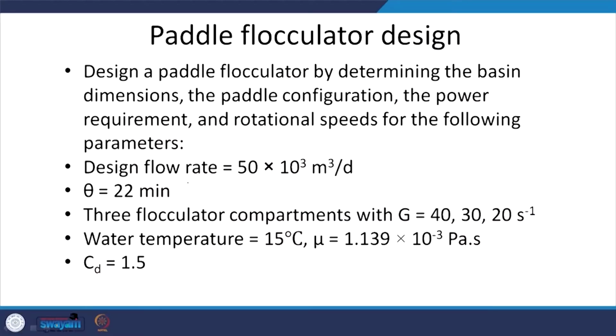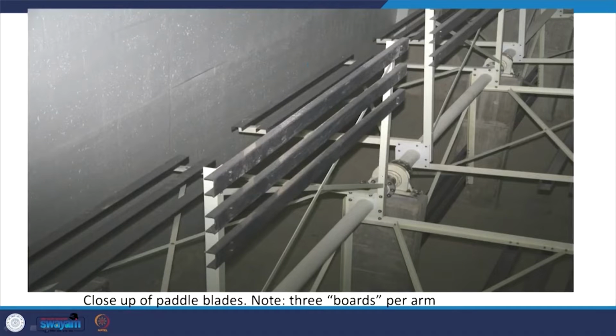So in this context, we started looking at a particular question. We were designing a paddle flocculator. Paddle, what are we talking about? These are paddle flocculators, right? Obviously, we will have to look at aspects such as the width, the length, the spacing between each paddle, the spacing from the paddle to the wall, and the spacing from the paddle to the bottom, right? These aspects you have to decide.